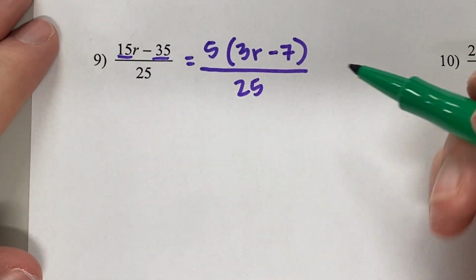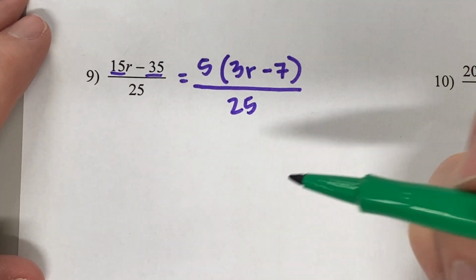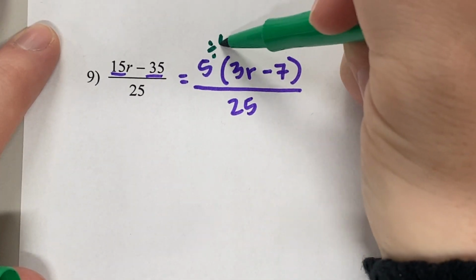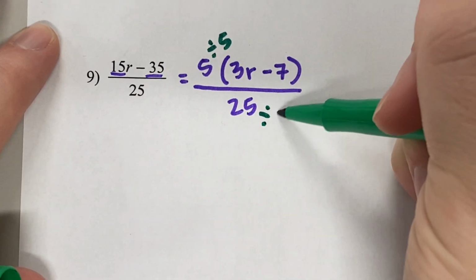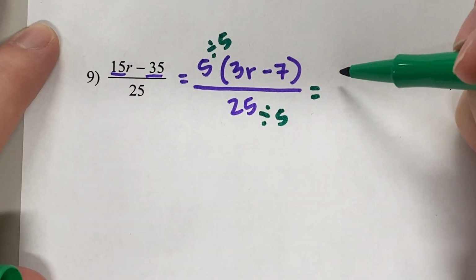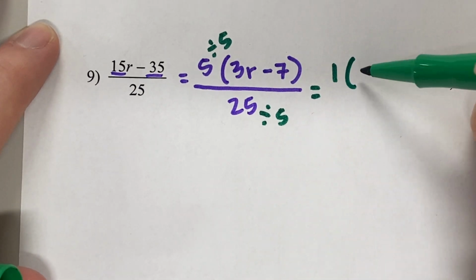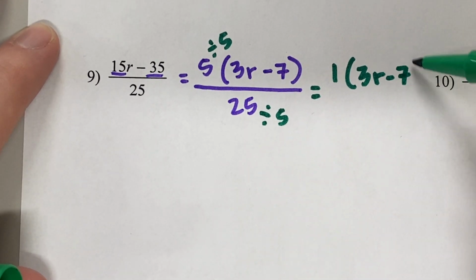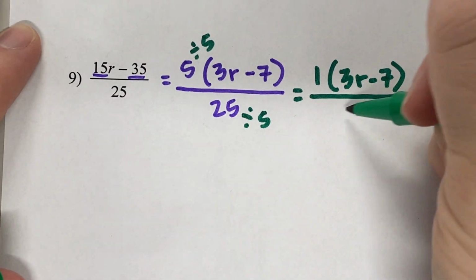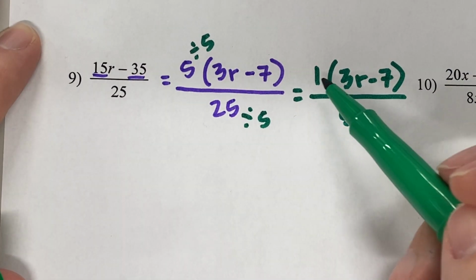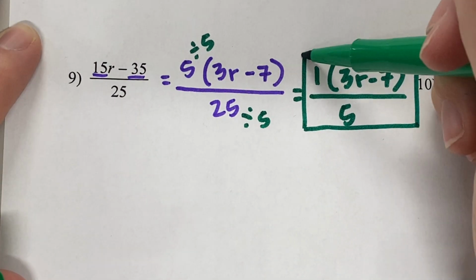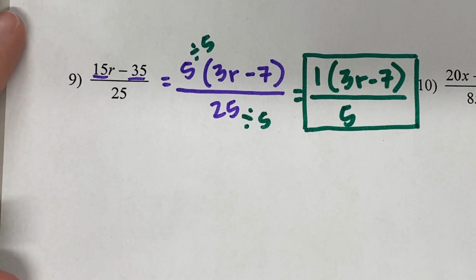Alrighty, so now we just think, is there anything the same on top and bottom, or can we reduce it? Well, 5, I can divide by 5, and 25, I can divide by 5. So I'm going to reduce that. 5 divided by 5 is 1, and then I have my 3r minus 7 on top. And 25 divided by 5 is 5 on bottom. Technically don't need to write that 1, but that's okay. And there we go.